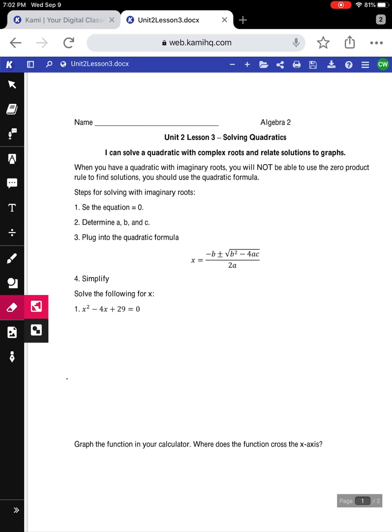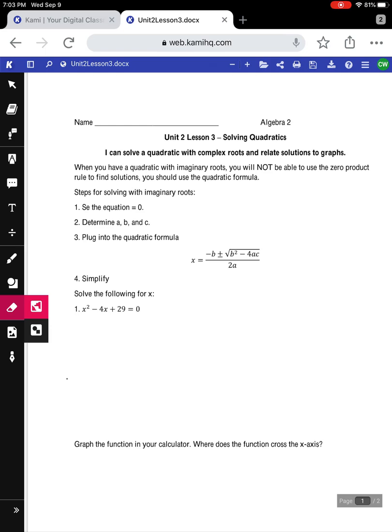Basically, what's happening when you have something with imaginary roots is you aren't going to be able to find nice numbers to make it work. So when you have to do this, you want to set the equation equal to 0, determine a, b, and c, plug into your quadratic formula, then simplify. So solve the following for x. For example, if you tried to find factors of 29 that added to -4, you're not going to be able to do it. It won't work. That's why you have to use your quadratic formula.